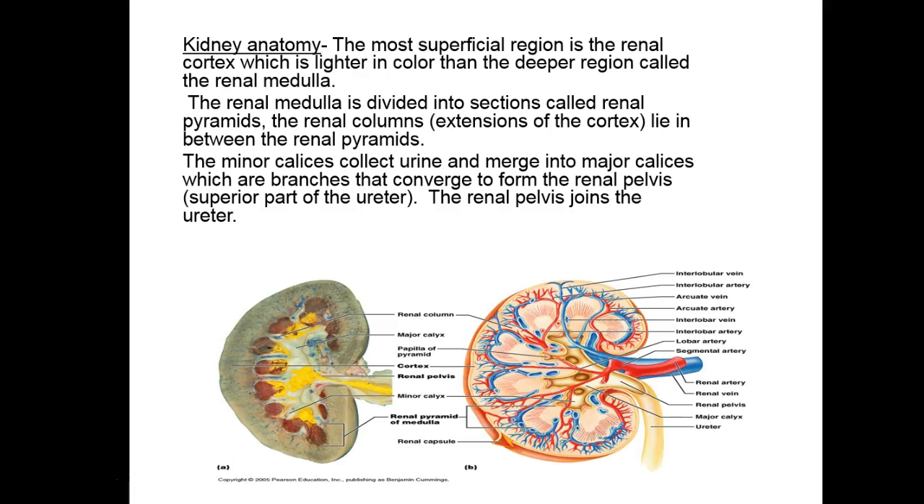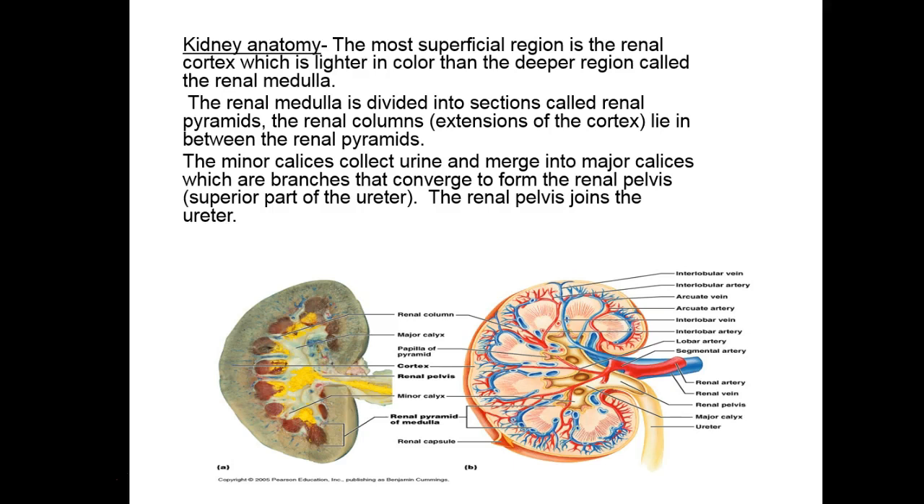It tends to be lighter in color, and don't get me wrong, it doesn't tend to be gray; this has been dyed on the left. It's lighter than the inner portion. The outer portion is called the cortex, the inner portion is called the medulla. Renal cortex, renal medulla. The medulla is divided into sections, which we call pyramids, and those pyramids are sectioned off by columns, which tend to be extensions of the cortex.